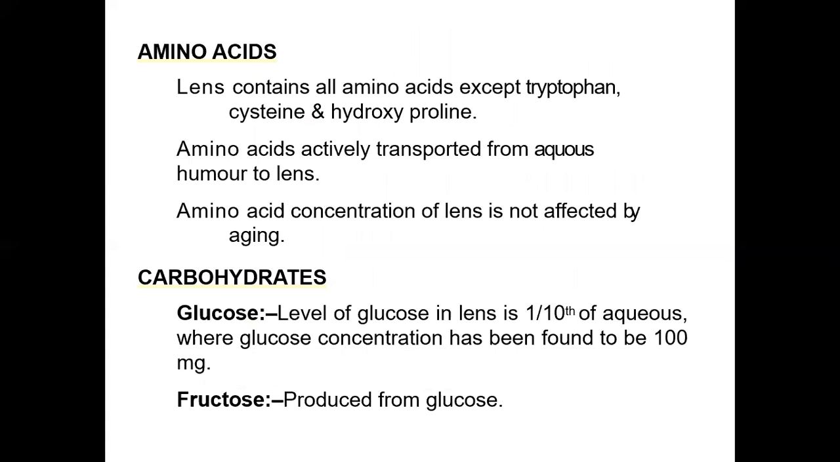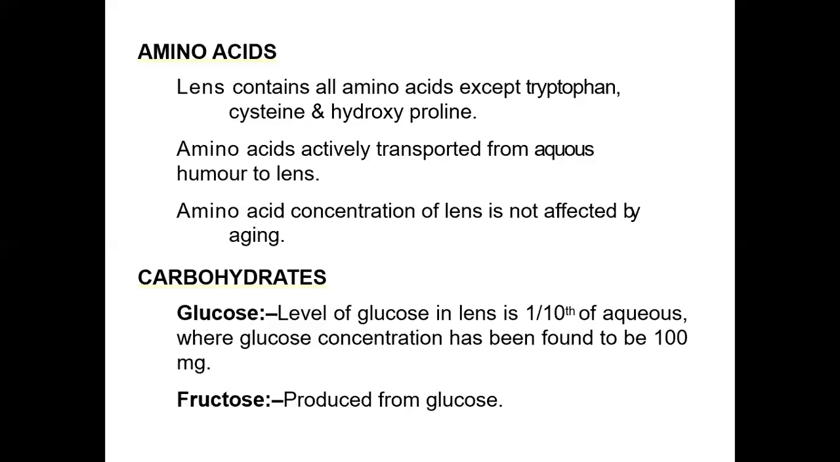The lens contains all amino acids except tryptophan, cysteine, and hydroxyproline. Amino acids are actively transported from the aqueous to the lens. So the source of amino acids is the aqueous. The amino acid concentration of the lens is not affected by age. Another important thing they say is that the amino acid content is not affected by age.